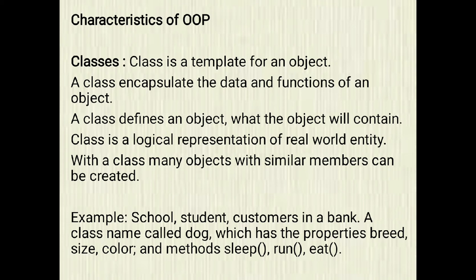So the word dog is a class name which is used to represent all the different breeds of dogs, having different sizes, having different colors in general. A class is a logical representation. You can say it is a theoretical representation. Using that class only, you can define an object. You can create an object.